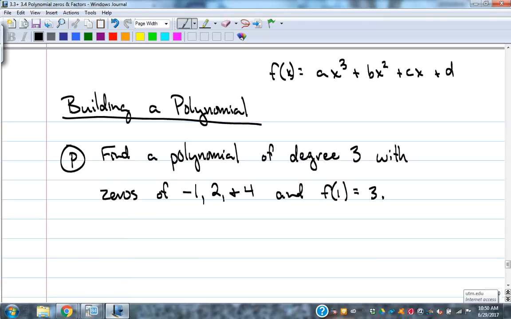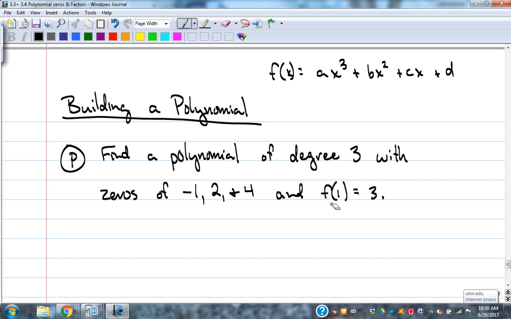Polynomial, what they're going to give you are the zeros of that polynomial and then possibly another ordered pair for that polynomial's graph. And what you want to build is a polynomial of the correct degree that they ask for with that information. So the first example that we're going to do is find a polynomial of degree 3 with the zeros of -1, 2, and 4, and that f of 1 is equal to 3.